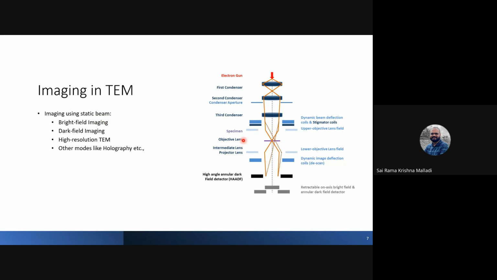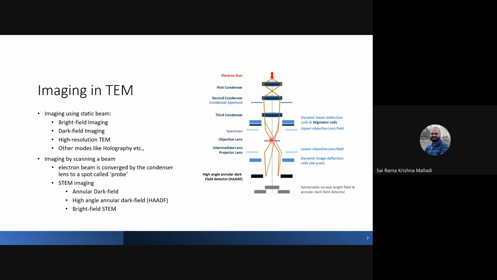You can use a static beam. When I say a static beam, I use a parallel beam, and I can have something called a bright field, a dark field, high resolution image, and you have a few other modes called electron holography. But if I scan a beam and raster it as a probe, I can use something called STEM, and I get what is called an annular dark field image or a bright field STEM image.